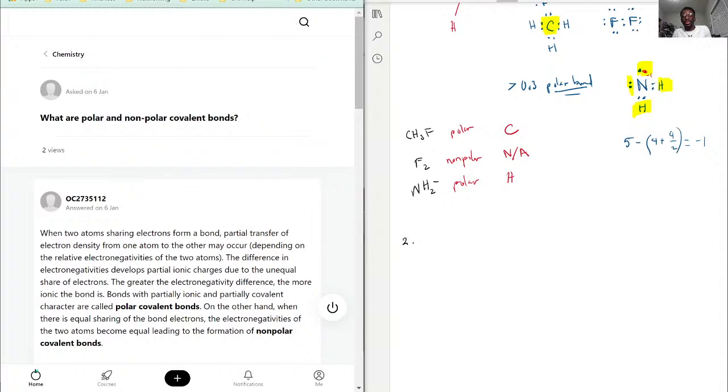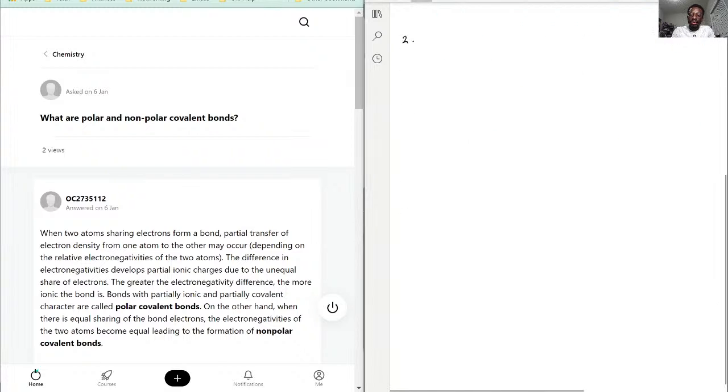So for question number 2, we have, what are polar and nonpolar covalent bonds? This is more of a conceptual question. It's not asking you to identify anything, just asking you what they are. What are polar and non-polar bonds?